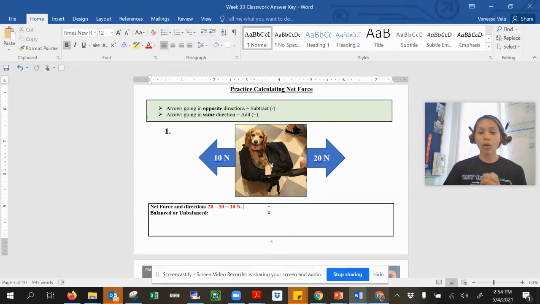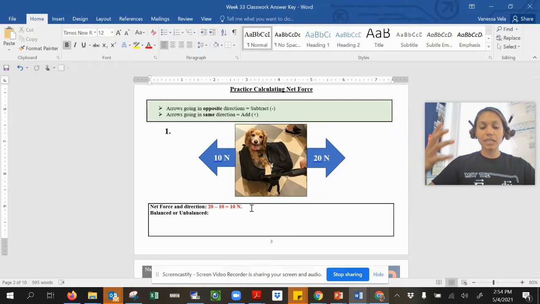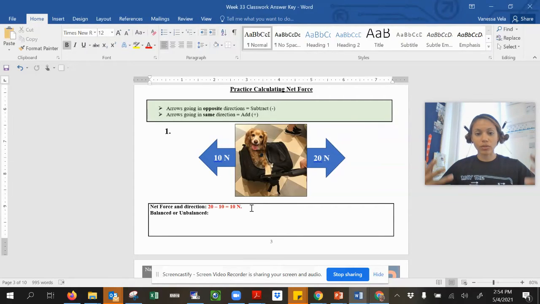The direction will always go toward the greater force. So it is going towards the greater force initially, which is the 20 newtons, which means that the direction is going towards the right. I do this because I'm mimicking the actual classroom environment. 10 newtons, so for 10 newtons, going to the right, all right? And that's what you put here.